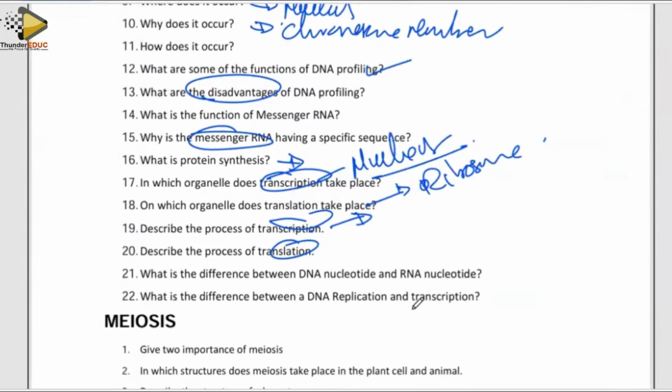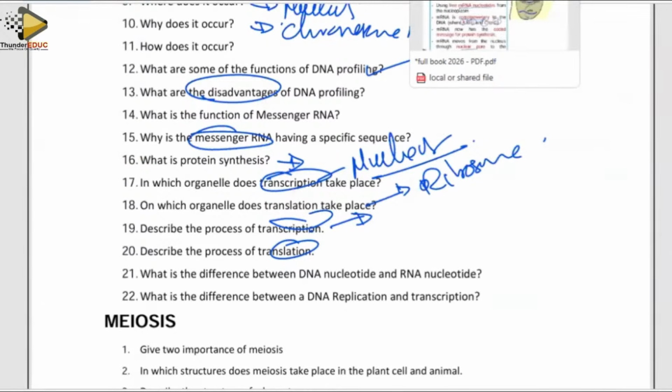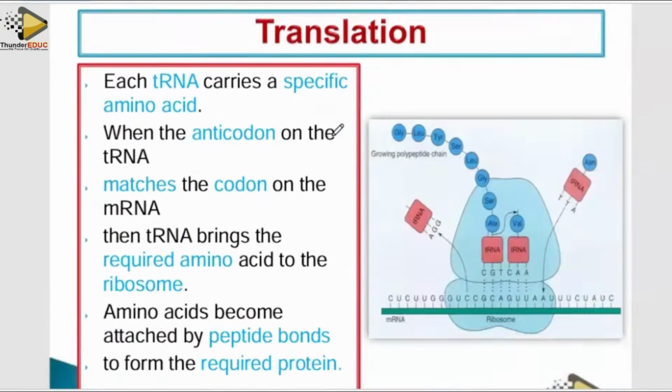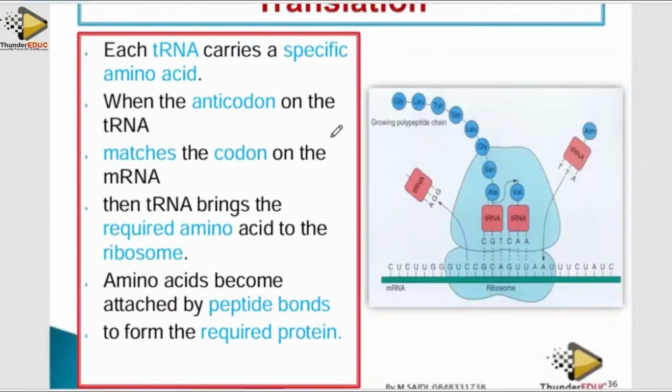And then what is translation? According to the messenger RNA codon, the transfer RNA with the complementary anticodon brings the required amino acid to the ribosome. The amino acids are joined together by peptide bonds to form the required protein. So, equivalent is a key point.